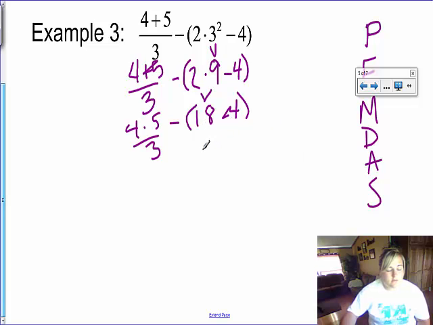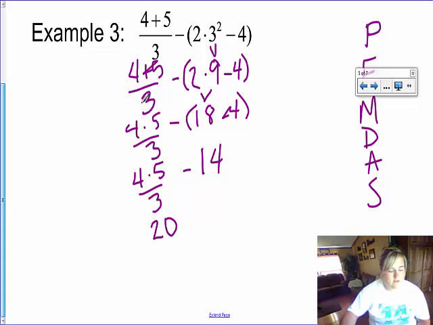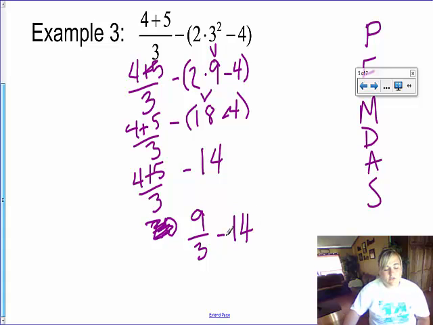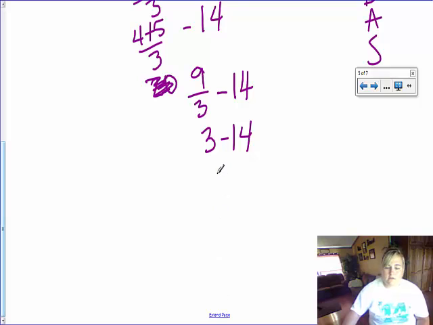And then I have this other part of my problem that I also need to simplify. Before I can do the division indicated, I have to simplify that numerator. So I have to do 4 times 5, which gets me 20. Oops, it's not times. Look what happens when you write the wrong symbol. 4 plus 5, excuse me. So, not 20. 4 plus 5 gets me 9 over 3 minus 14. So I have 9 divided by 3, which is 3, minus 14, which gets me a negative 11. Final answer.